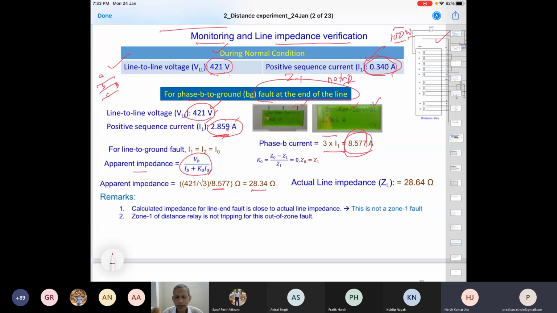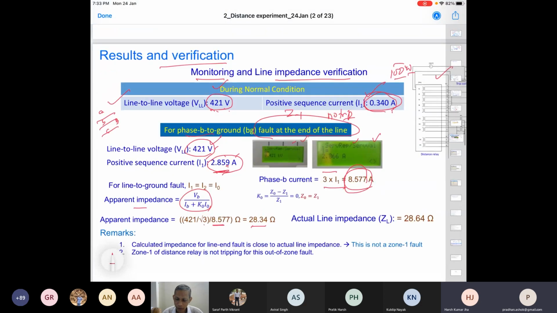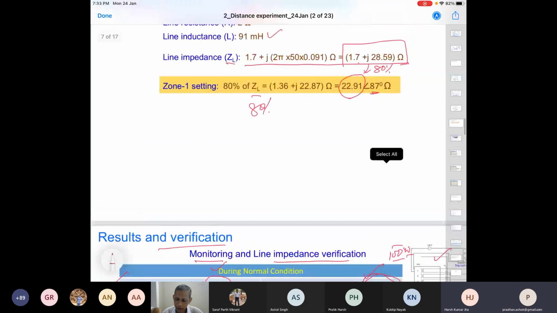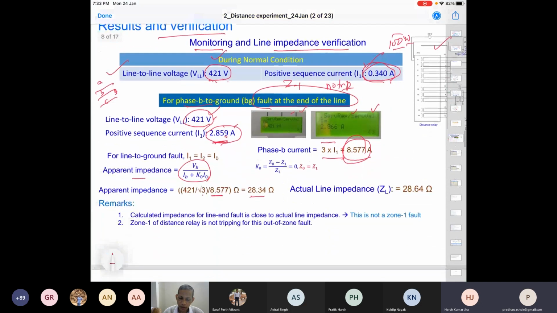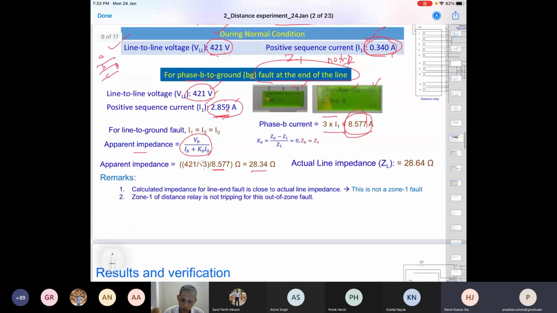What you set in the relay is 80% of this. We have already mentioned our setting; this is the zone 1 setting. The relay does not trip at this point because we created the fault at the end of the line. Now we find the corresponding apparent impedance using these relations, and it comes out to be 28.34.